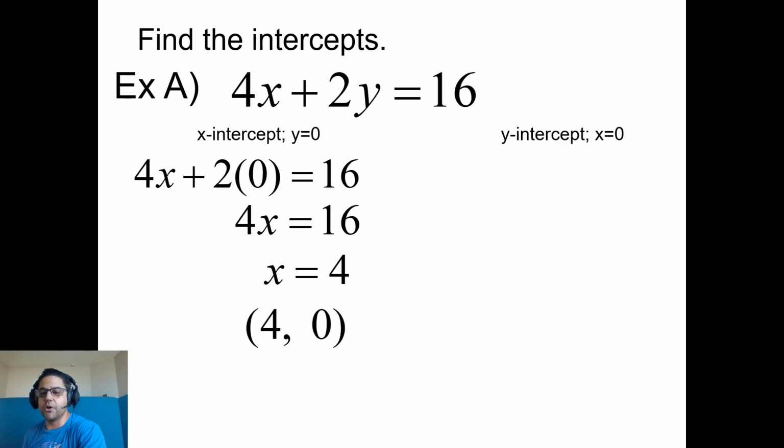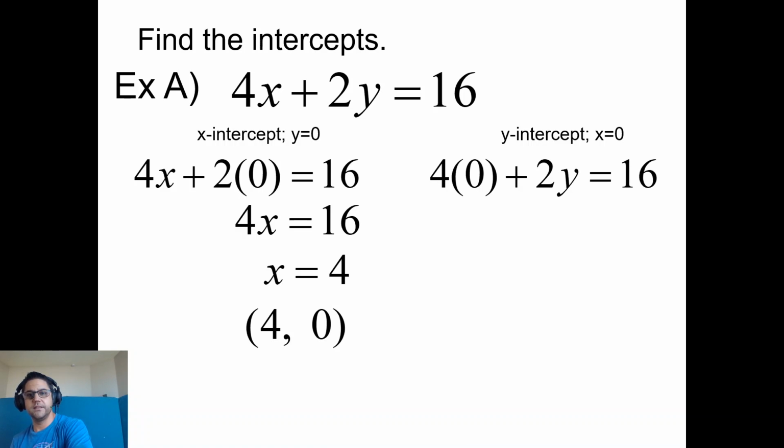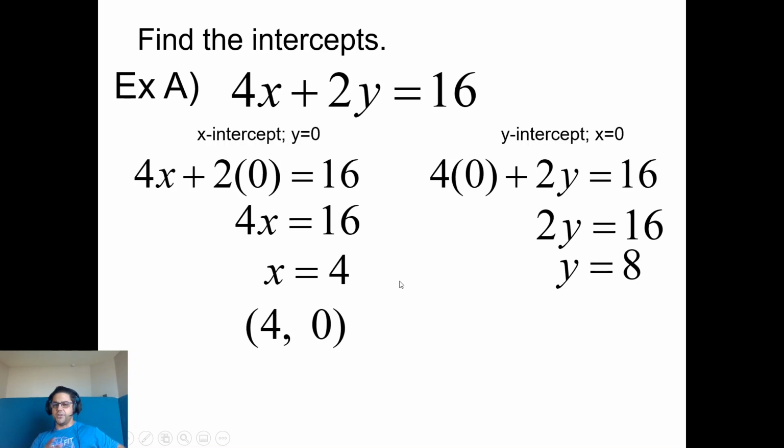Now I'm going to do similar work on the other side where it says y-intercept and x equals 0. I'm going to substitute 0 for my x and then solve for my y. 4 times 0 just disappears, so 2y is equal to 16. I divide, and I find y is equal to 8. Now remember, on your ordered pair, x coordinate, y coordinate, x first, y second.